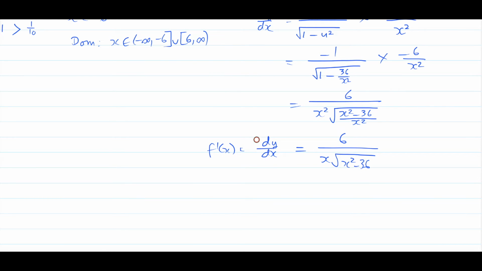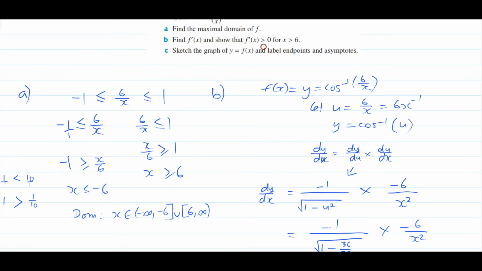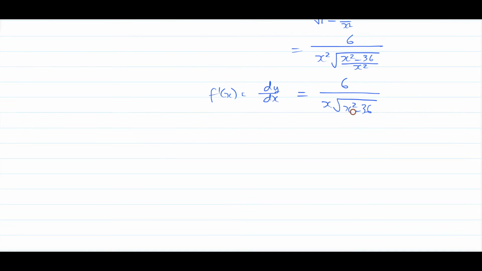So the first derivative, or the gradient of f. Right, so the second part of the question asks us to show that f dash x is always bigger than 0 for x bigger than 6. So what if x is bigger than 6? Well, over here, if x is bigger than 6, that would mean x squared minus 36 is always bigger than 0, right? Because 6 squared would be 36, but if it's a little bit bigger, it will be 36 point something, and above 36 point something, minus 36 would definitely always be positive.